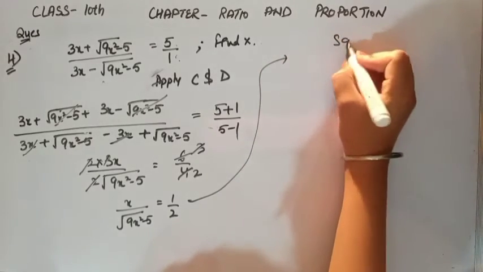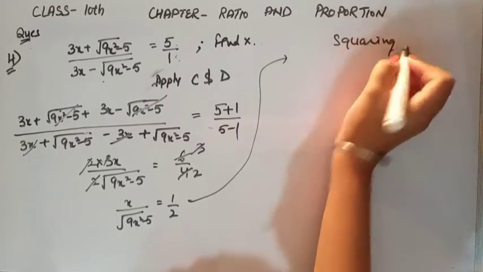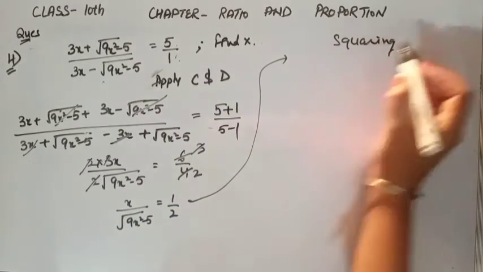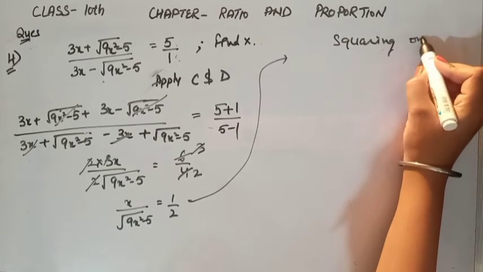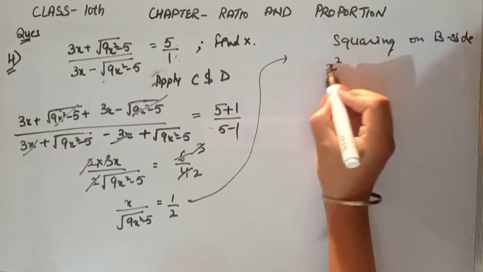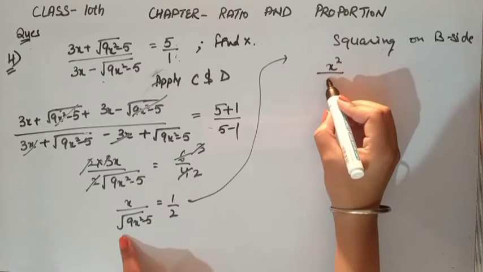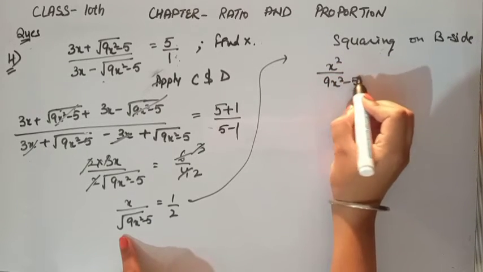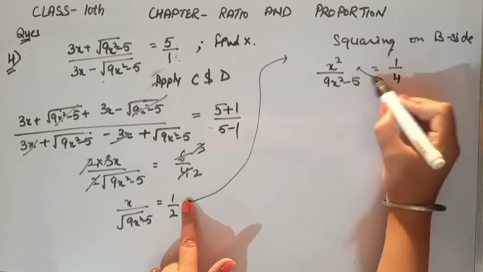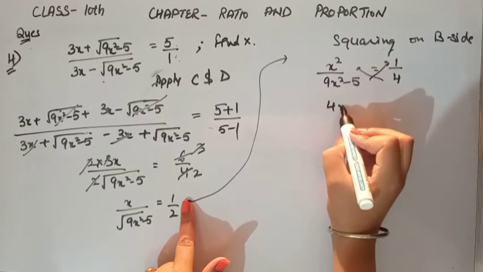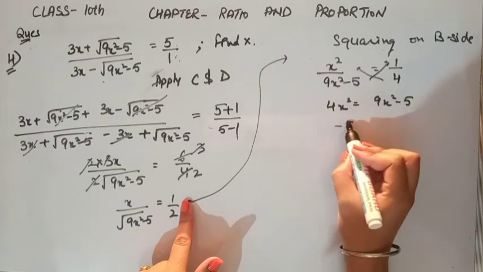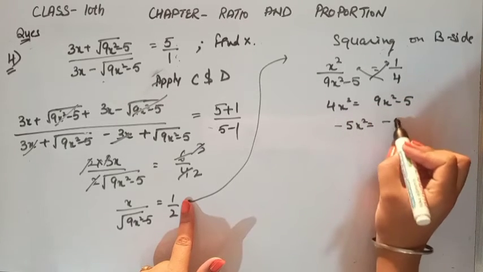Now square both sides, because over here it is in root form and we can solve the root form by squaring. So x square upon under root square is the natural term, 1 square is 1 and 2 square is 4. Now cross multiply these two terms. So 4x square is equal to 9x square minus 5. Now it will be minus 5x square is equal to minus 5.